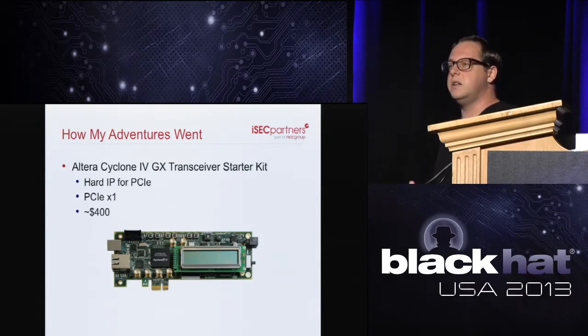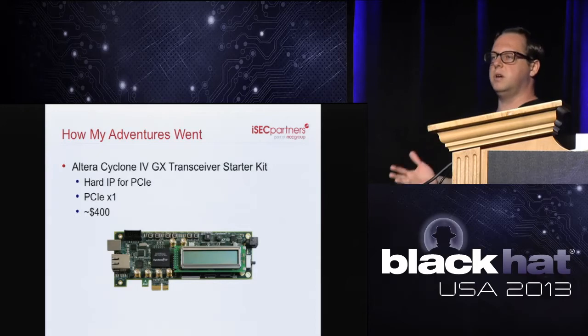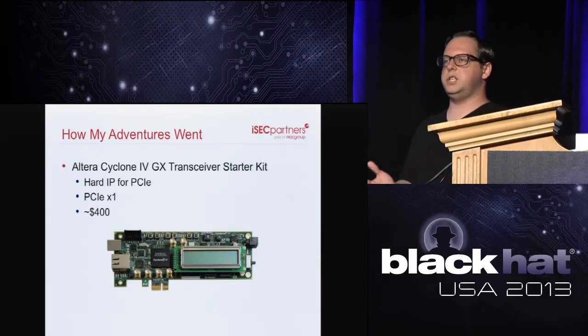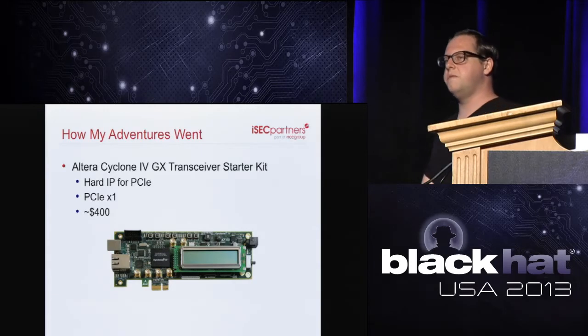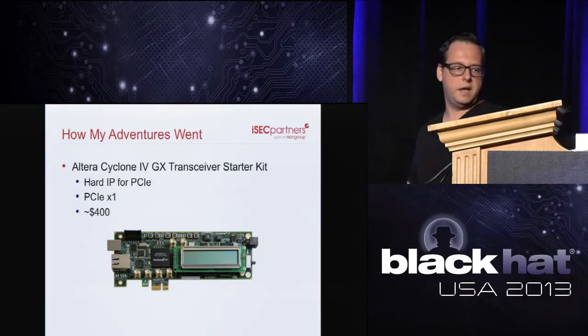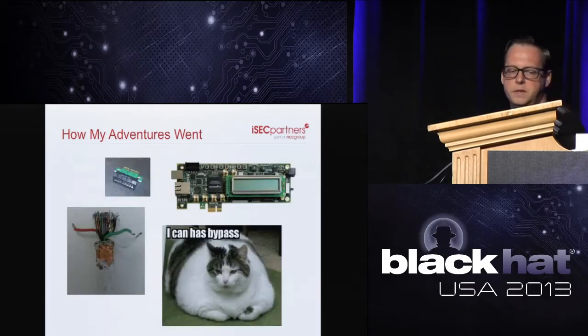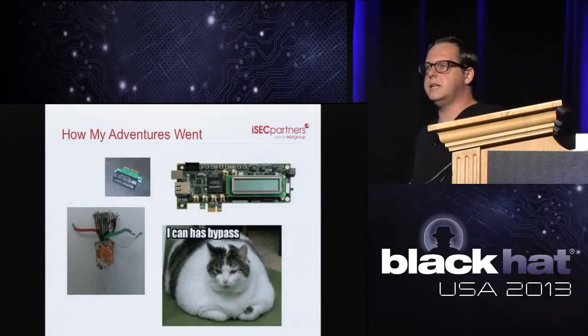It's around $400. It has a hard IP core for PCI Express built on it, so we don't have to worry about writing our own PCI Express stack or trying to build our own FPGA with PHY connector and set that all up. It's all built on. So it's a pretty decent price point for this kind of thing. And hopefully putting these all together, we can actually kick off a DMA attack.